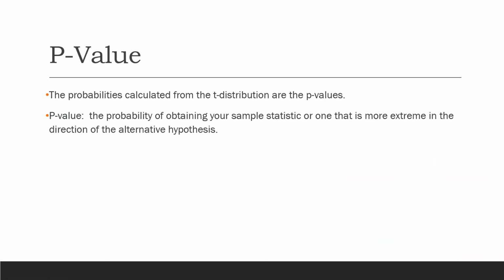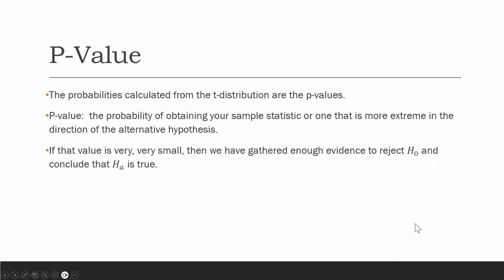All right. The actual probabilities that we find in either of those cases, that is known as a p-value, right? So the p-value is the probability of obtaining your sample statistic or one that is more extreme in the direction of the alternative hypothesis. That is what a p-value is.